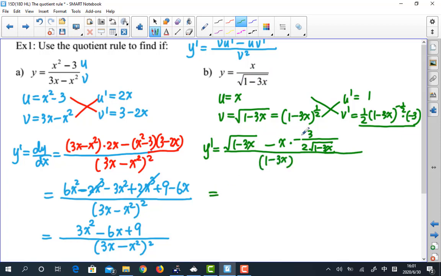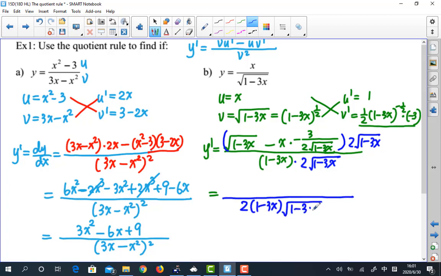Let's simplify the numerator. If you want to simplify the numerator, this is a complex fraction because you have the denominator in the numerator. So I just multiply by the LCD. This one is 2 root 1 minus 3x. We multiply the top and the bottom by this 2 times square root of 1 minus 3x. Therefore, we get 2 times 1 minus 3x times root 1 minus 3x. That's the denominator. So the numerator is this one times this one, which should be 2 times 1 minus 3x.